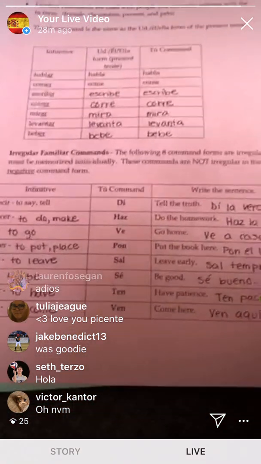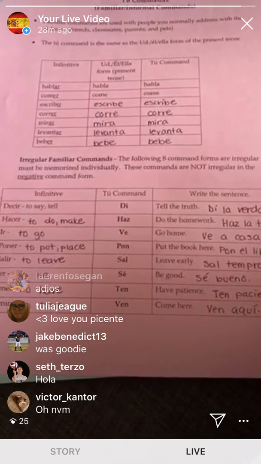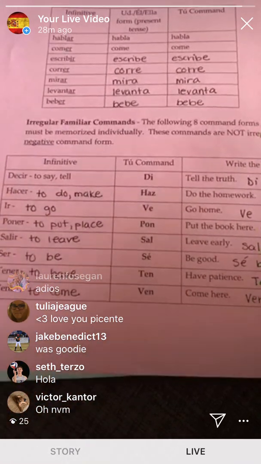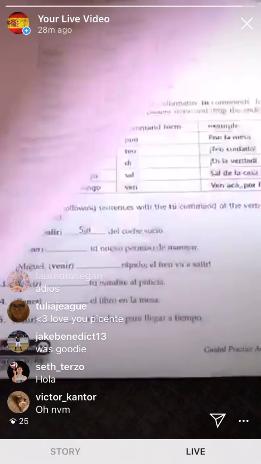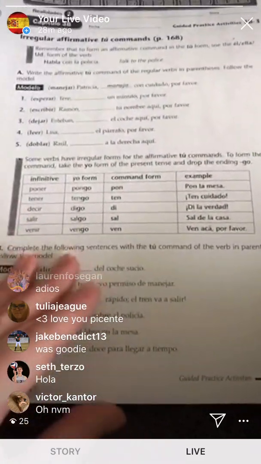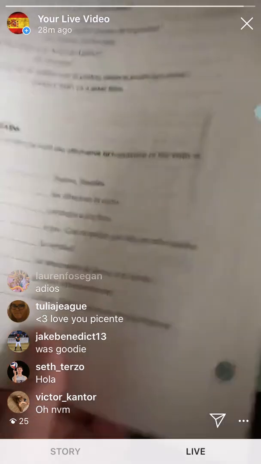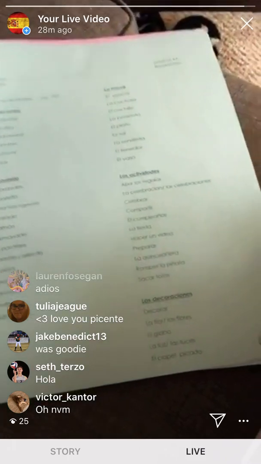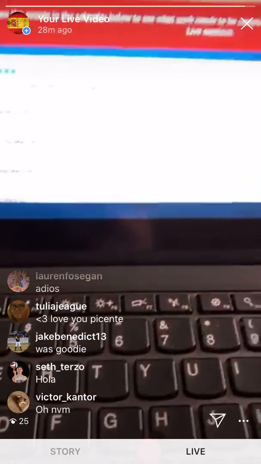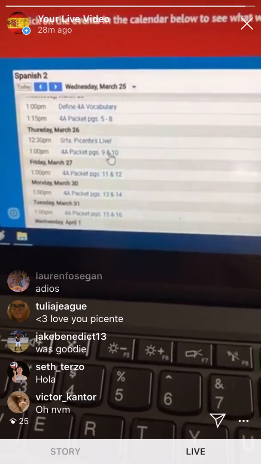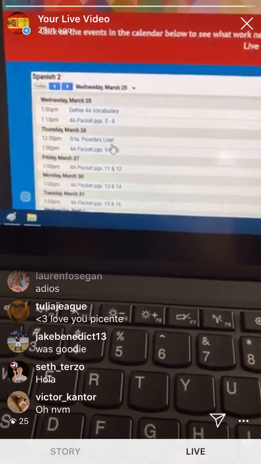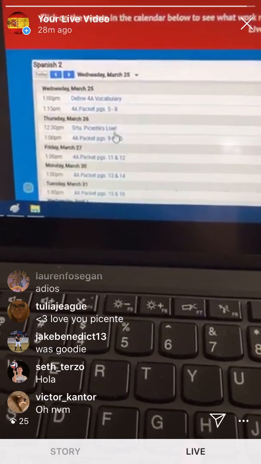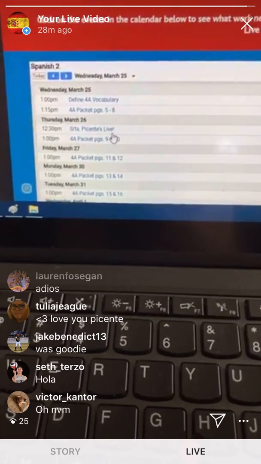But there are some irregulars, as there are with all tenses in Spanish. So you have this here. These are your irregulars, to remember which ones are irregular. And then just this worksheet here, which is a guided page from your textbook. You'll do that and check it with the answer key for some practice with those commands. And then we move on to 4A vocab. So that is what is next. And I'll check in again on Thursday if you would like to.